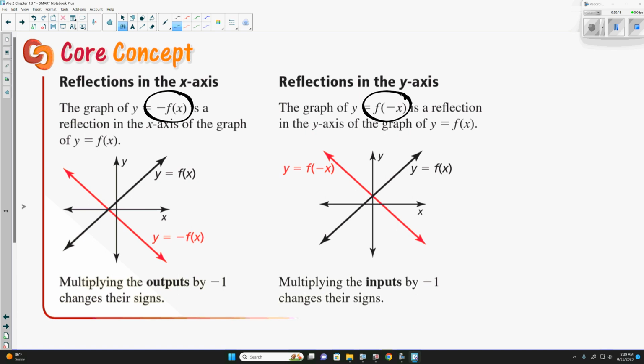So again, just like with our translation, vertical and horizontal translation, where we had those setups, we do have them again for reflections. For across the x, we have negative f of x. And really what that's telling us is that we're changing the output from positive to negative or negative to positive. For our f of negative x, we're flipping the input from positive to negative or negative to positive. But again, these here are going to be key to helping us get these translations done.